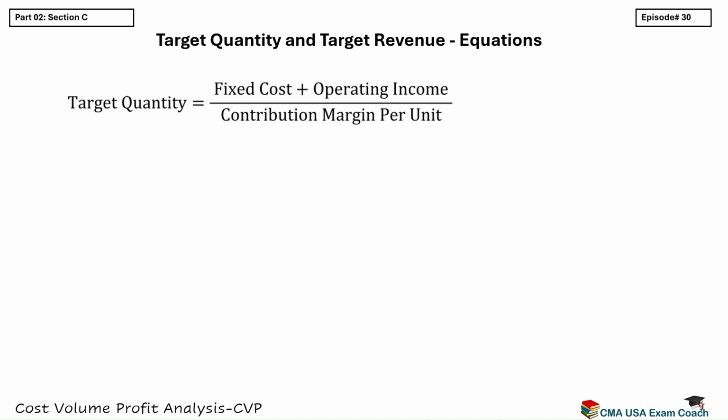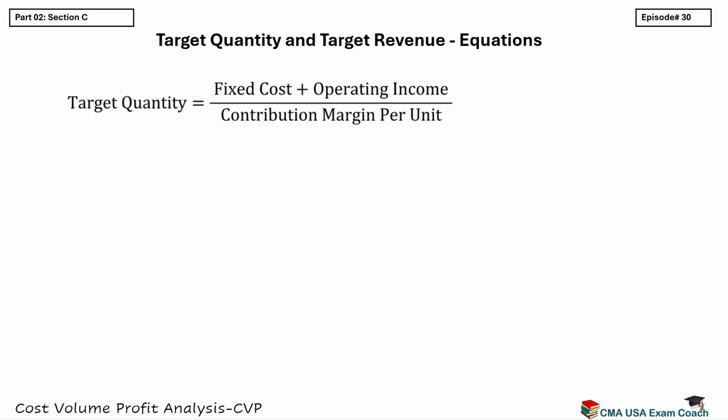Let's understand the components. Fixed cost. These are expenses that do not change with sales volume, like rent, salaries, insurance, etc. Operating income. This is the profit we want to earn after covering all costs. Contribution margin per unit. This is the amount we earn from each unit after subtracting the variable cost.